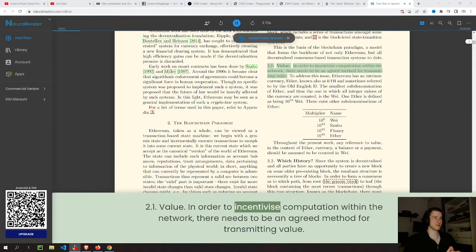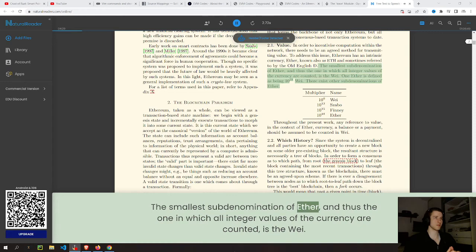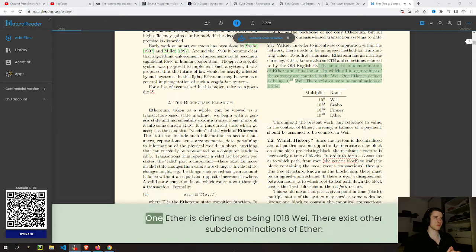2.1. Value. In order to incentivize computation within the network, there needs to be an agreed method for transmitting value. To address this issue, Ethereum has an intrinsic currency, Ether, known also as ETH and sometimes referred to by the Old English Ð. The smallest subdenomination of Ether, and thus the one in which all integer values of the currency are counted, is Wei. 1 Ether is defined as being 10^18 Wei.